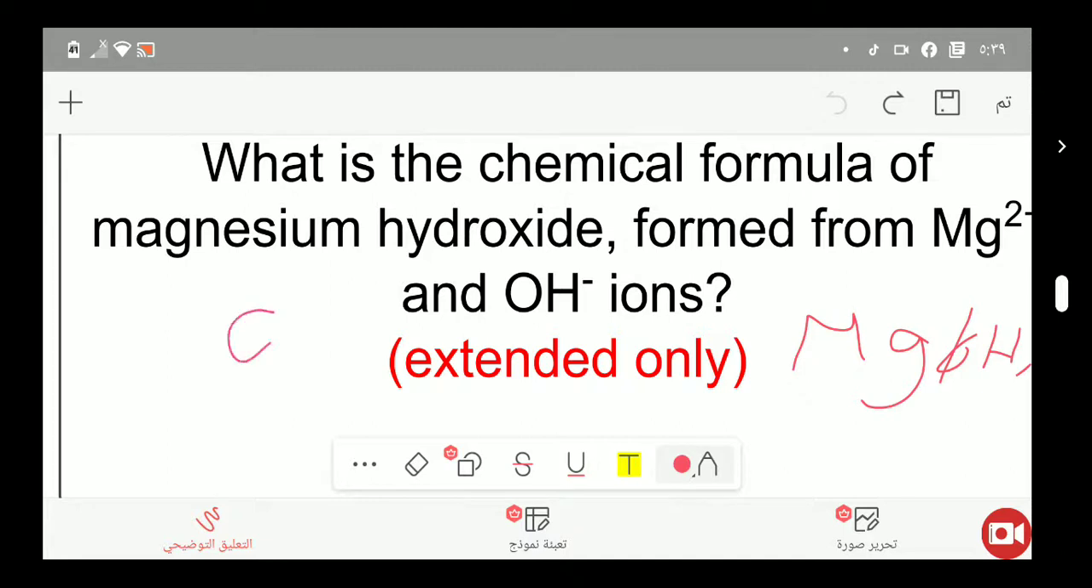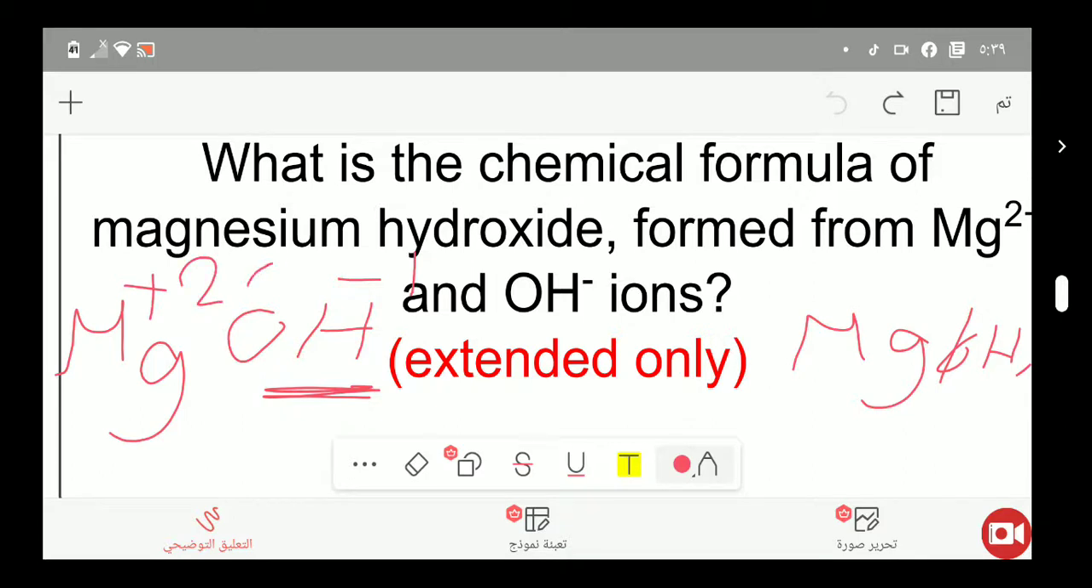In another way, we can say that OH has an oxidation state of -1. This means that the hydroxide group needs 1 electron to be stable, and the magnesium has 2 electrons. So it will give 1 electron to one hydroxide, and the other electron will move to another hydroxide group, which also needs -1. So it will form Mg(OH)2.